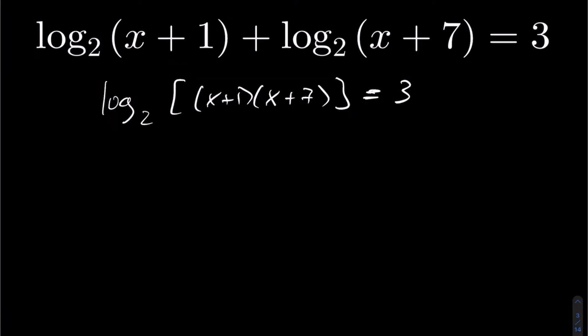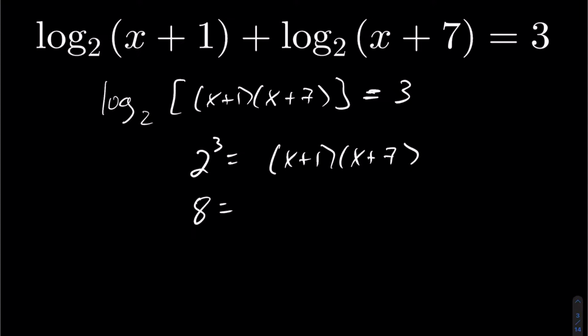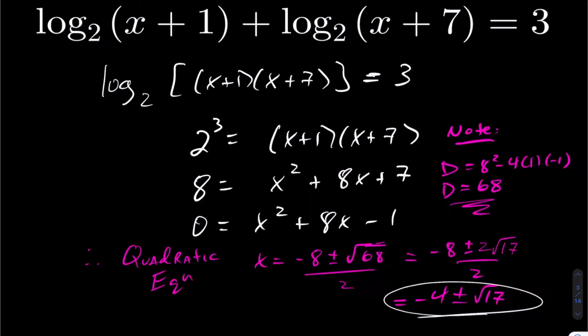So once again, just like the previous two questions, we're going to go right to exponential form. Going to exponential form, I will have 2 cubed is going to equal the product of these. Well, we know 2 cubed is 8. I can go ahead and expand out the right-hand side, giving me x squared plus 8x plus 7. Bringing everything to one side and factoring, we get. And you'll see here, I bring everything to one side, I have my quadratic.